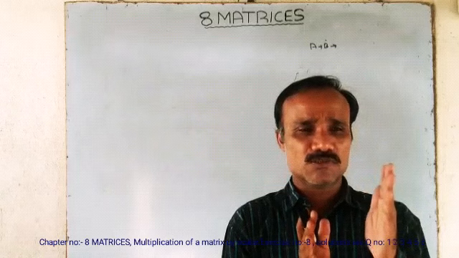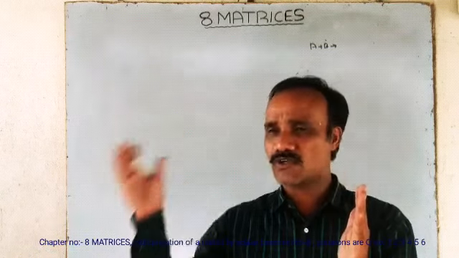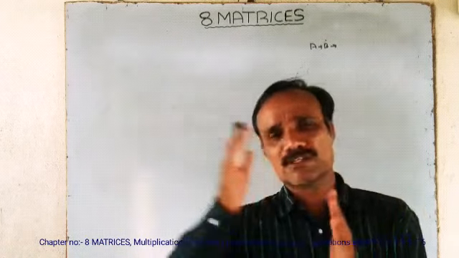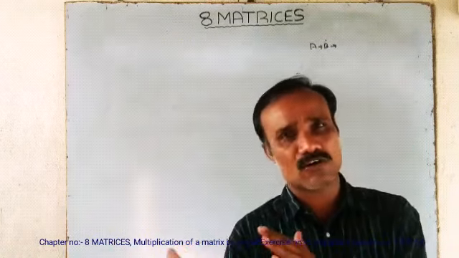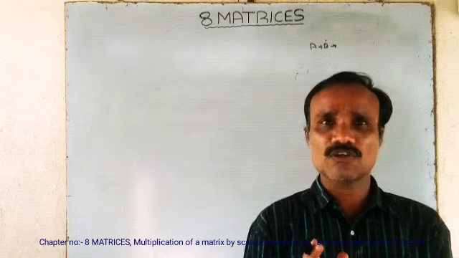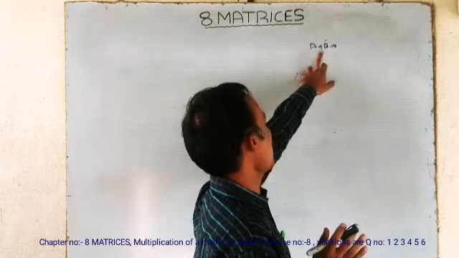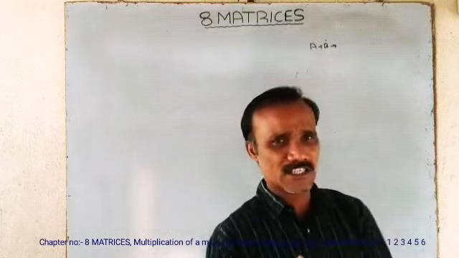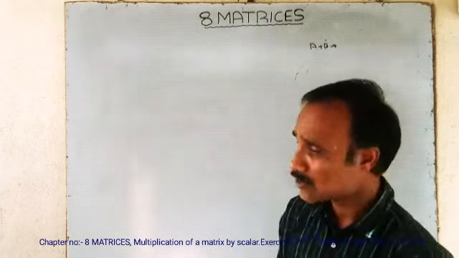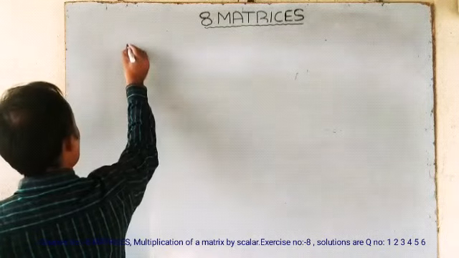Corresponding elements means the first matrix's first row, first column element, and the second matrix's first row, first column element, we should add. So first row, first column elements of the next matrix are called corresponding elements. Then after addition, what will you get? The obtained matrix is of the order of either A or B. Next, the same rule applies for subtraction also. Next, a very important operation. So next operation, note down.